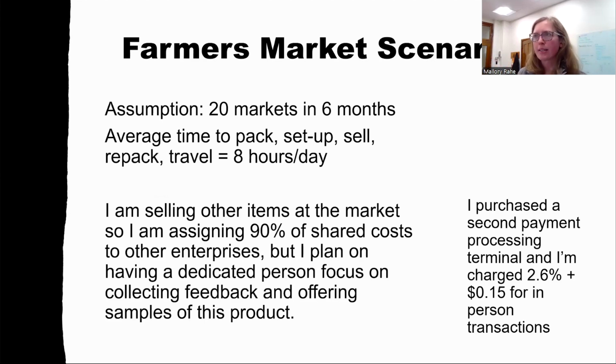I'm going to start with my farmer's market scenario. I already said 20 markets within 6 months. I think it's going to take me 8 hours to be able to sell for 4 hours. I have an existing farmers market business. I'm just trying to bring a new product to this market channel as well as other market channels. But I think this product is going to be no more than 10% of my total farmers market sales. So as I work out what it costs me to be at the farmers market, I don't want to overly burden my brand new product by holding all of those costs. So I'm going to assign 90% of most costs outside of this product.